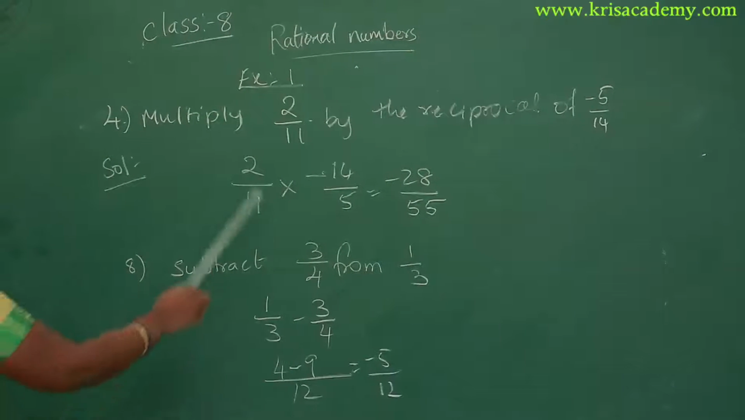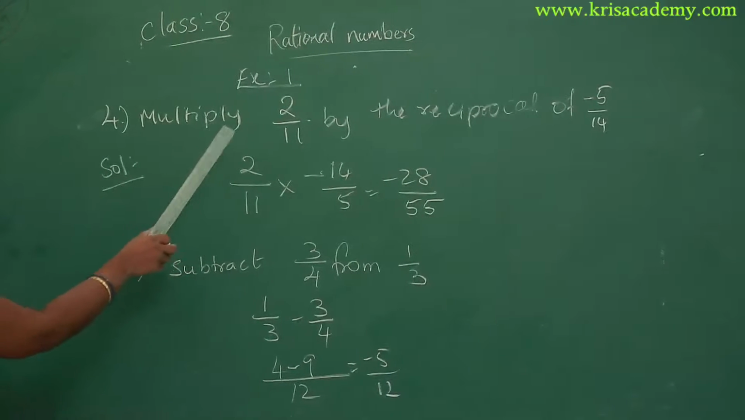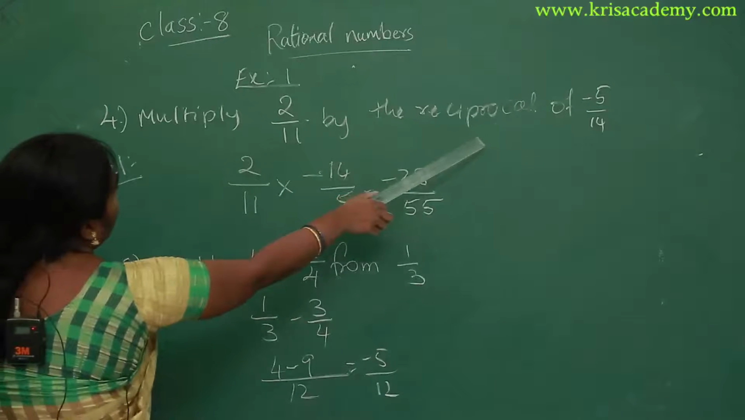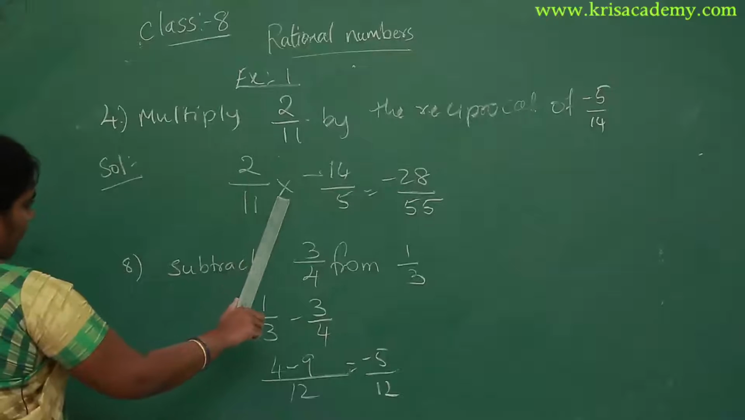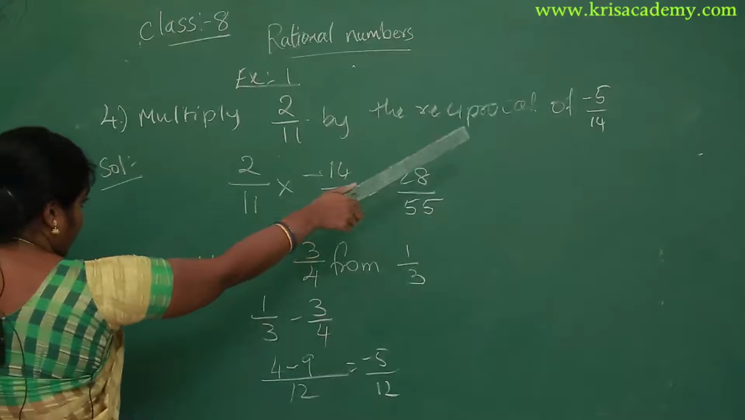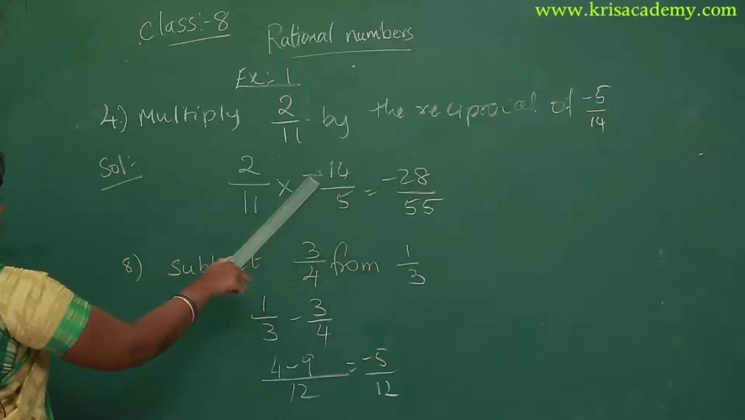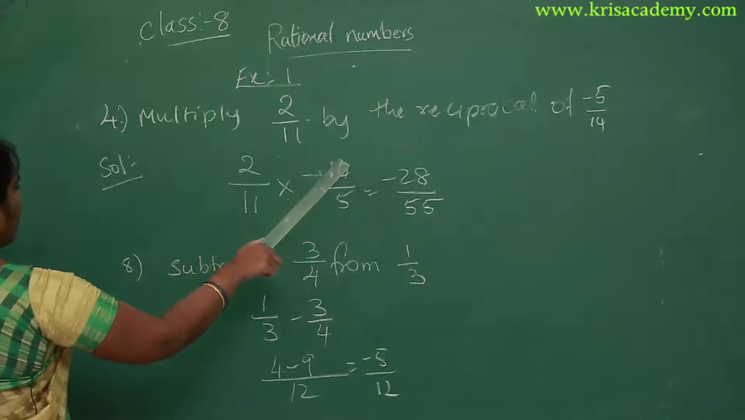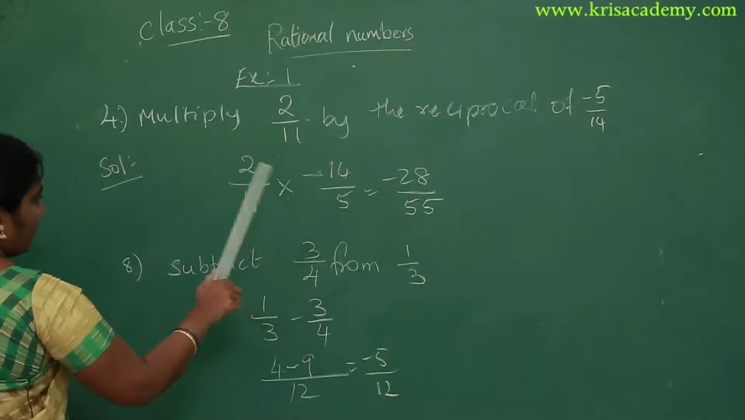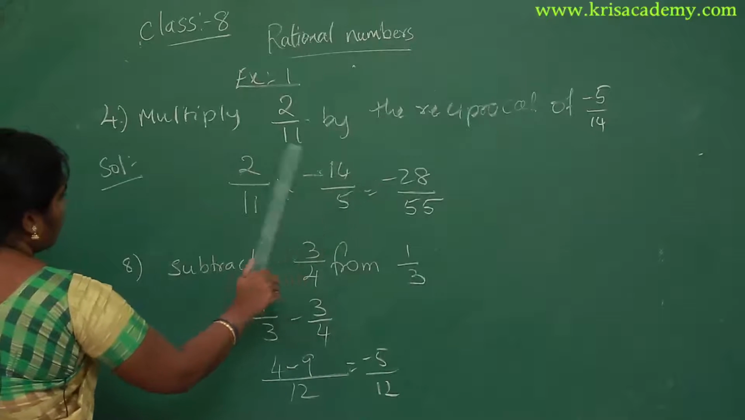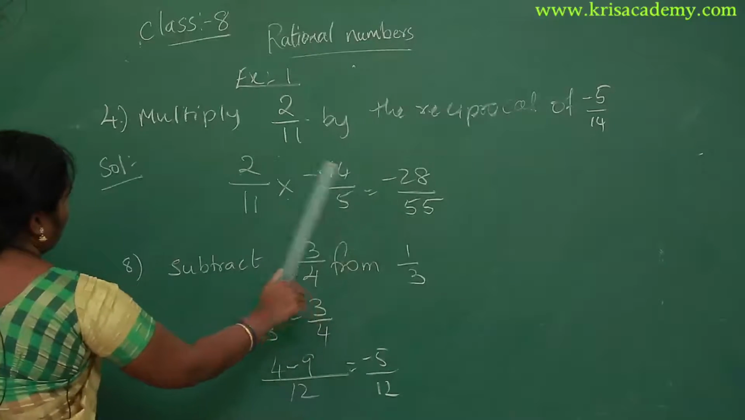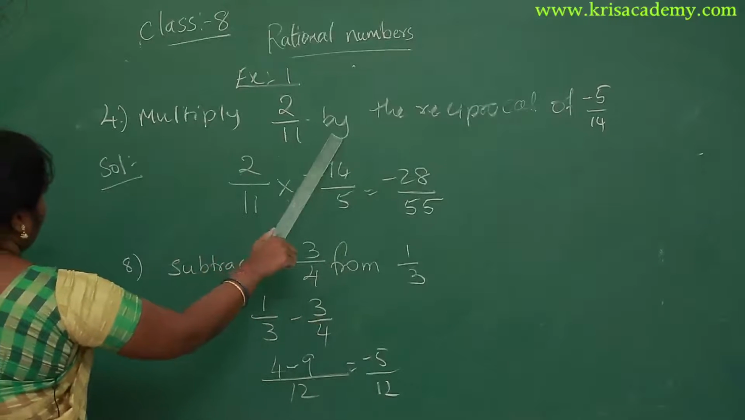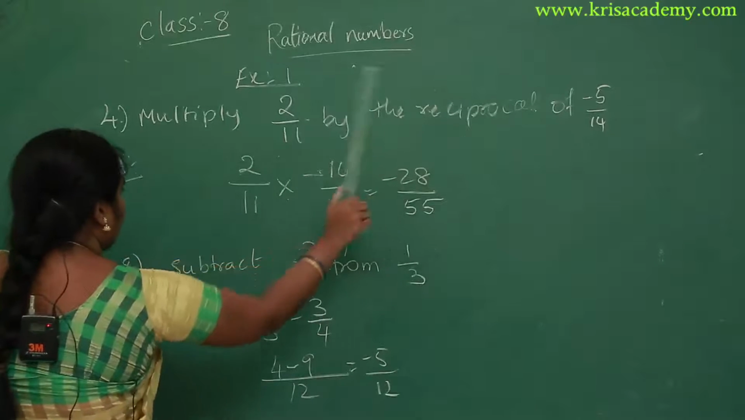So now start exercise 1. Fourth problem. Multiply 2 by 11 by the reciprocal of minus 5 by 14. So first write 2 by 11 as it is. Multiply reciprocal of minus 5 by 14. So minus sign will be as it is. 5 by 14 will become 14 by 5. Plus into minus, minus. 2 14s are 28. 11 5s are 55.